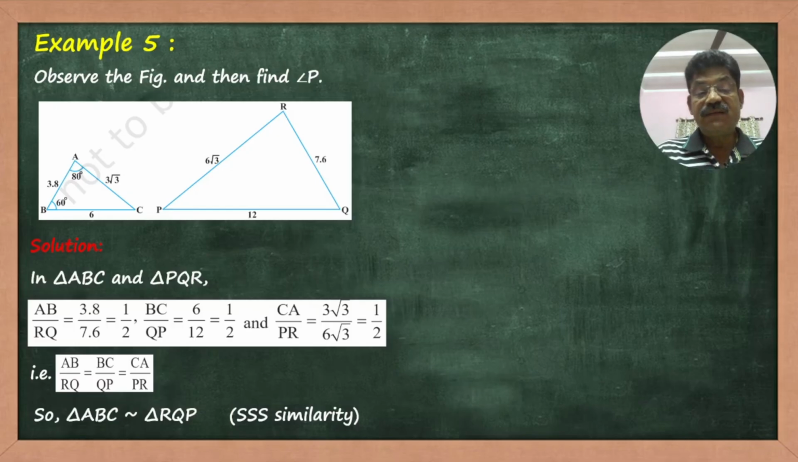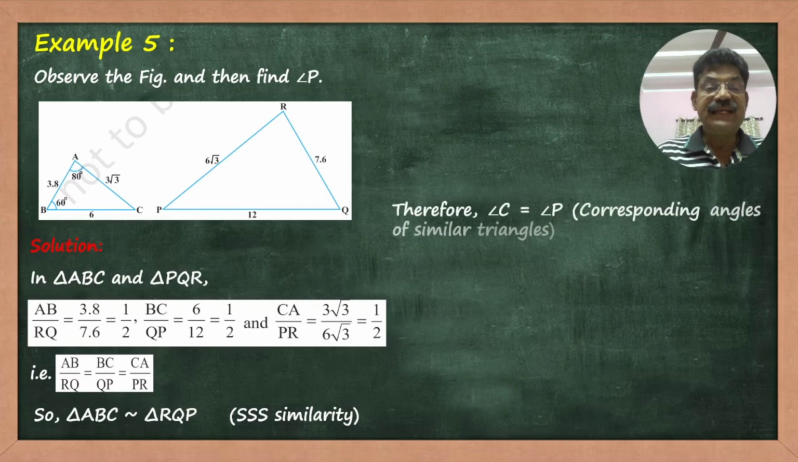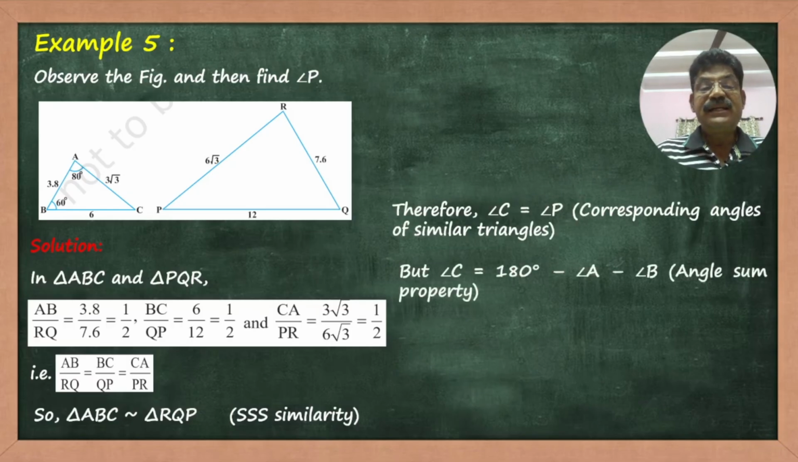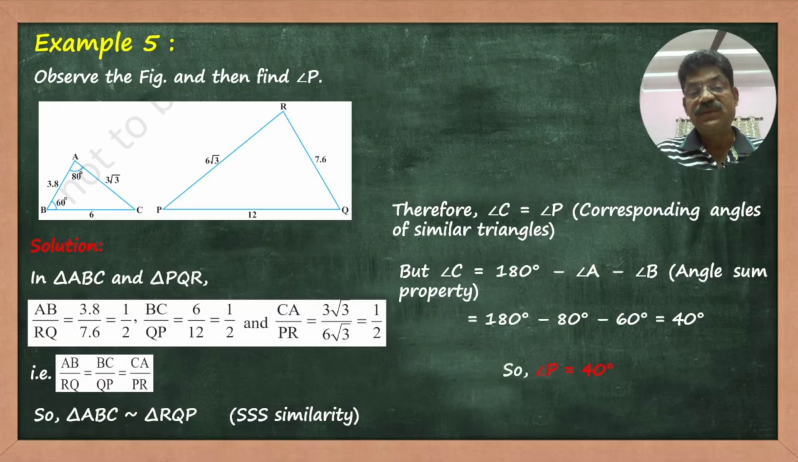You note the order of the letters. Triangle ABC is similar to triangle RQP. You don't write PQR, it will be wrong. Okay. Now, we have to find angle P. So, it is equal to angle C. So, in the first triangle, if you find angle C, then that will be equal to angle P. But angle C is equal to 180 minus angle A minus angle B, and that is 40 degree. Therefore, angle P is also 40 degree. So, using similarity of triangles, we found the angle P.